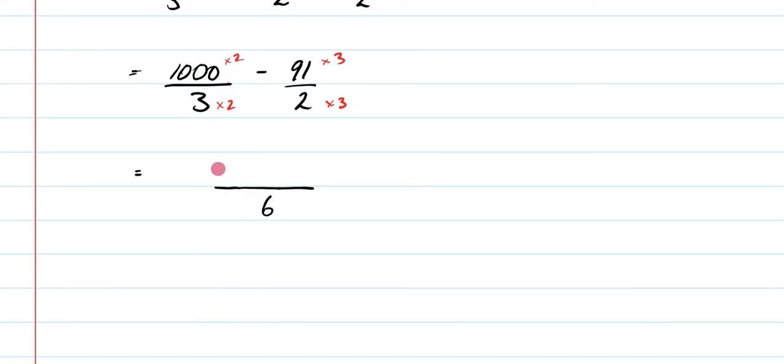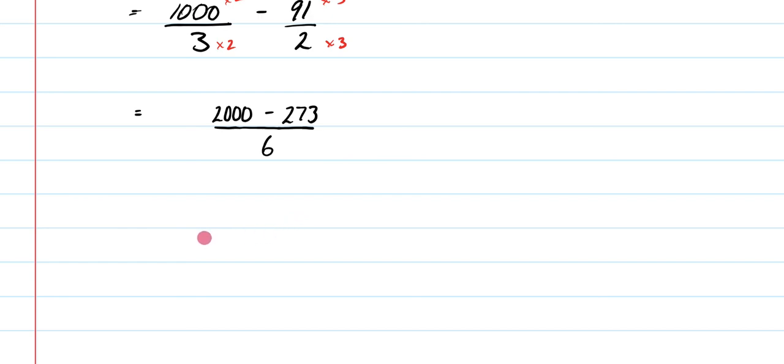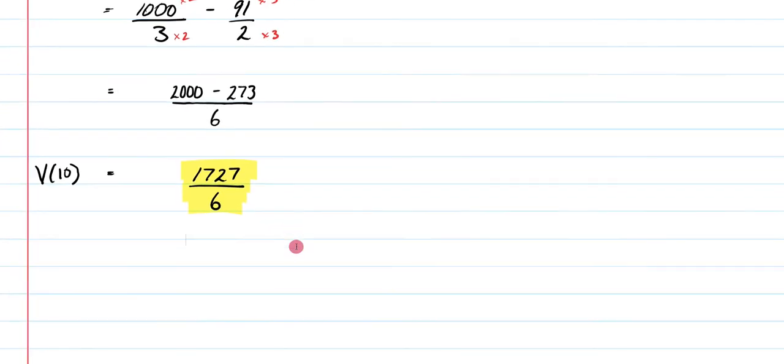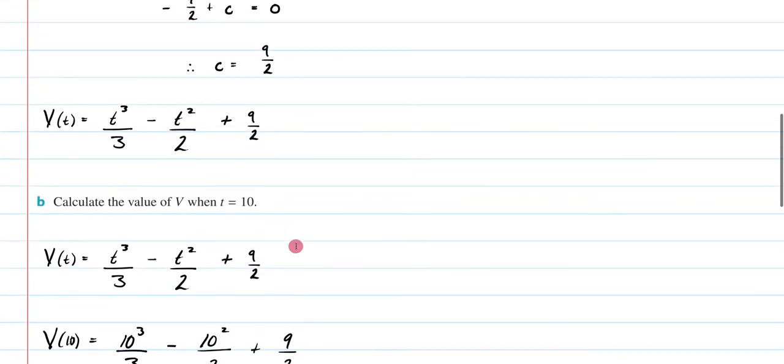1,000 times 2 is 2,000. And 91 times 3 is 273. And now I just need to perform this subtraction in order to get my answer. And my answer is going to be 1727 over 6. That is going to be my answer for when t is equal to 10. So quite a disgusting number there. I was expecting something far nicer, but there you go. That is how you answer this question.